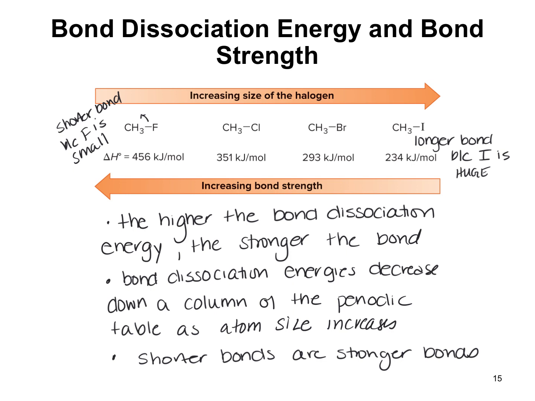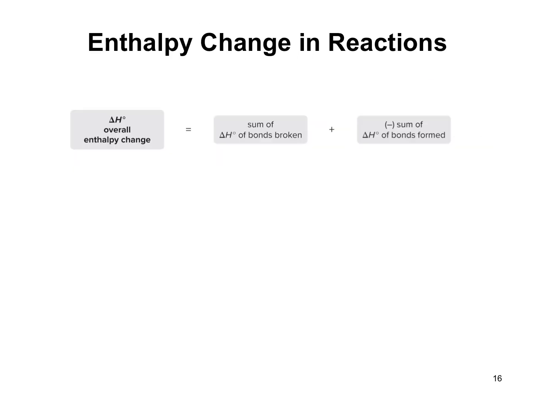Bond dissociation energies are also used to calculate energy change. So when we talk about energy change in reactions, we are interested in the overall enthalpy change. And so to do this, you look at the sum of the bonds that are broken and add them to the sum of the bonds that are formed. And this is just a reminder that you're going to flip this sign. It's going to be negative, okay? So bond dissociation energies are going to be used to calculate the enthalpy change in a reaction where several bonds are broken and several bonds are formed.